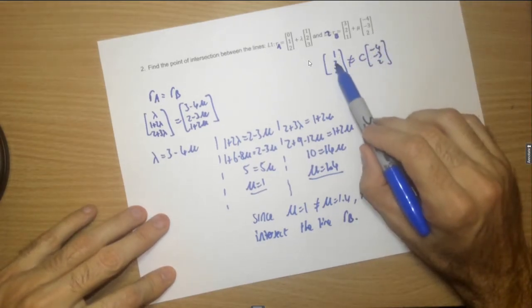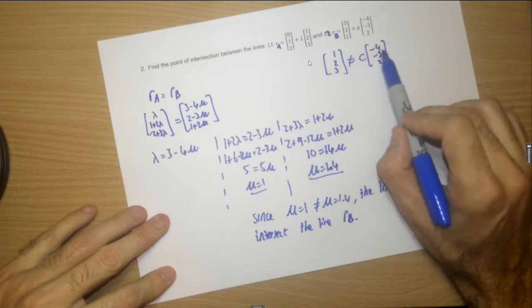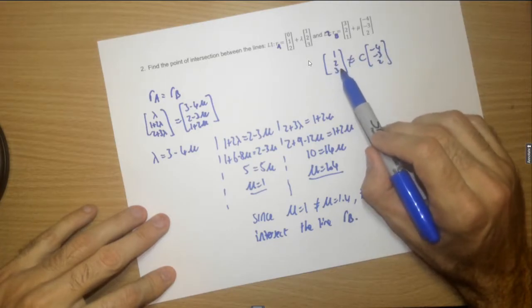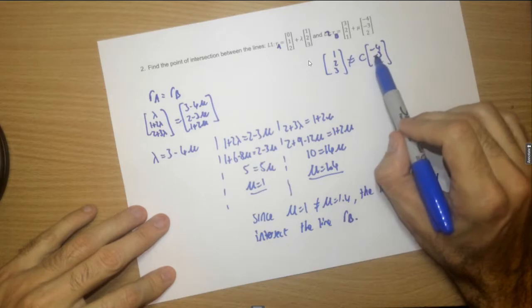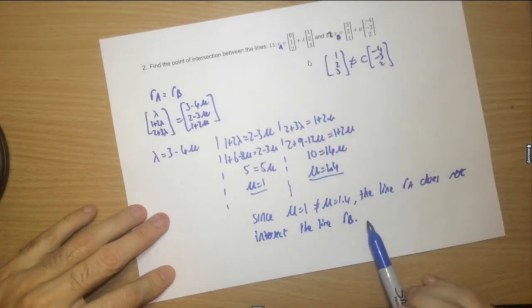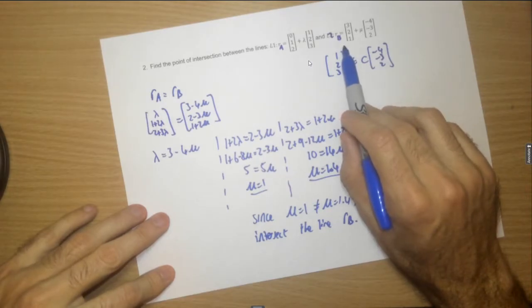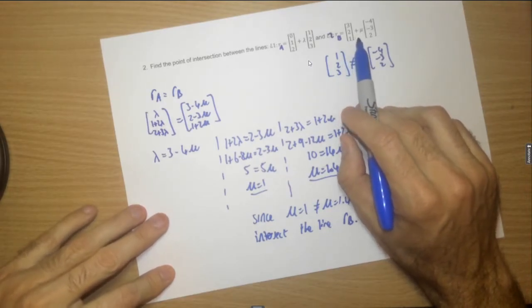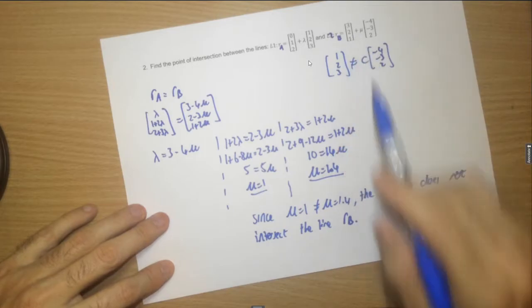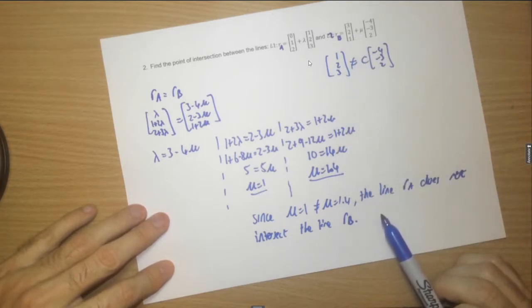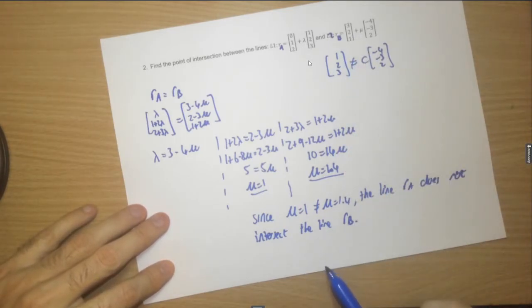There's no possible way to get from there to there by multiplying this by a scalar or by multiplying that by a scalar. These two lines are not parallel. Because they don't intersect, we can say that the lines RA and RB are skew. Because remember from before, the definition of skewness is that the lines aren't parallel and they don't intersect. In this case, the two lines do not intersect.